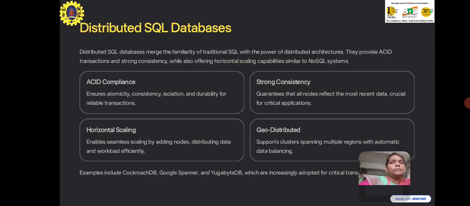Let us see the distributed SQL database. They bring the reliability of SQL, like ACID transactions, together with the scalability of NoSQL. Tools like Google Spanner, CockroachDB, and YugabyteDB are great examples of this.